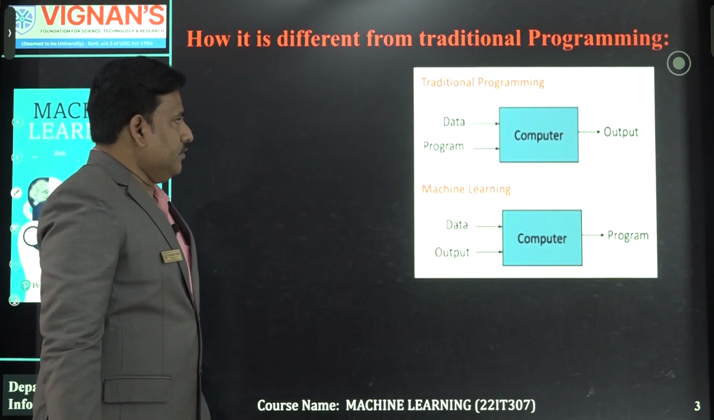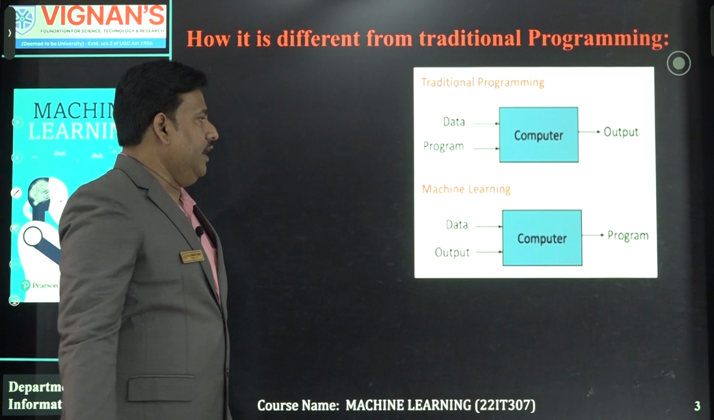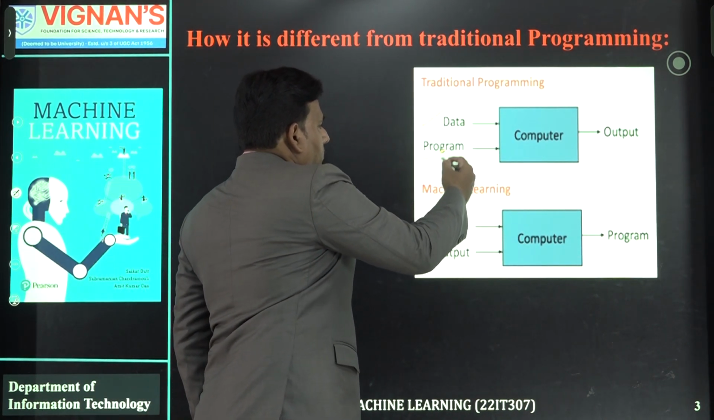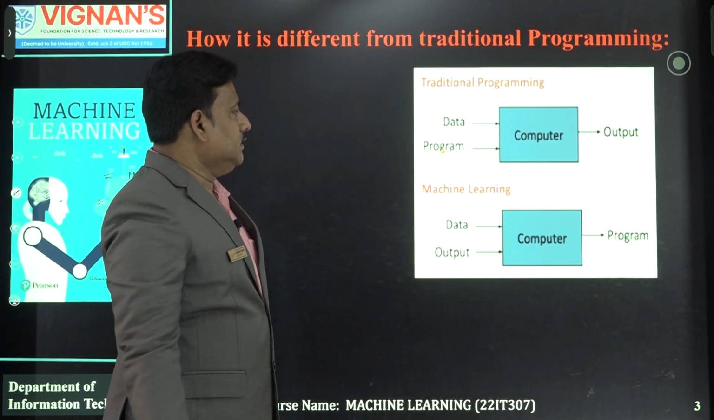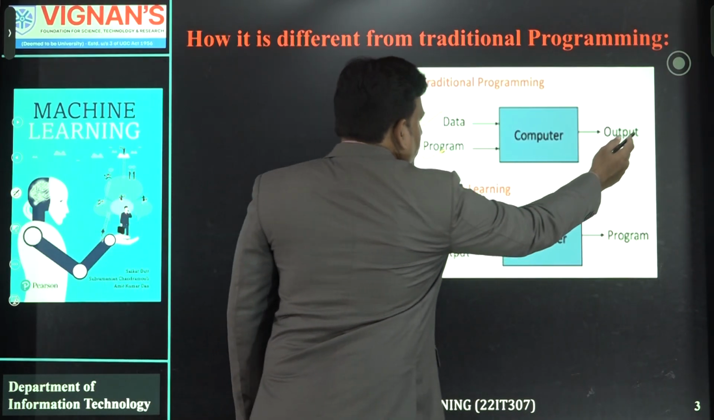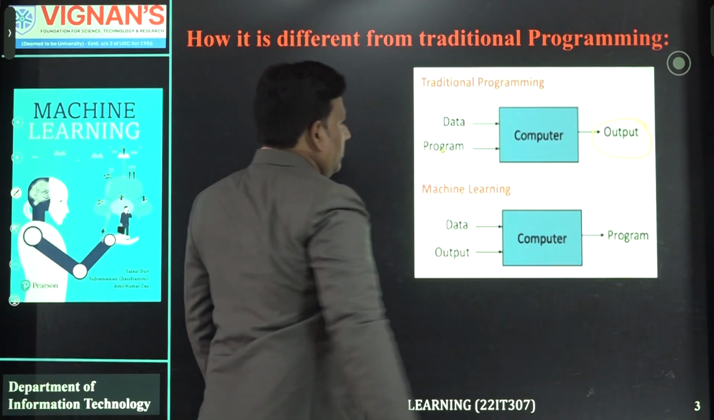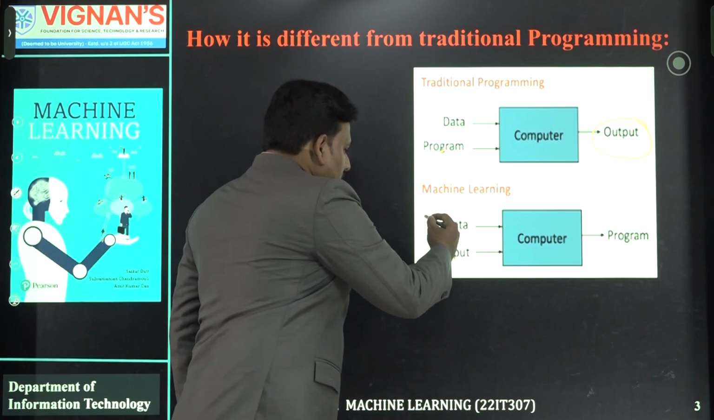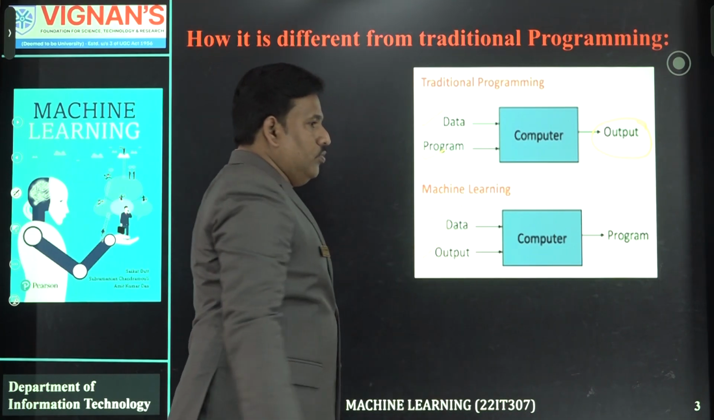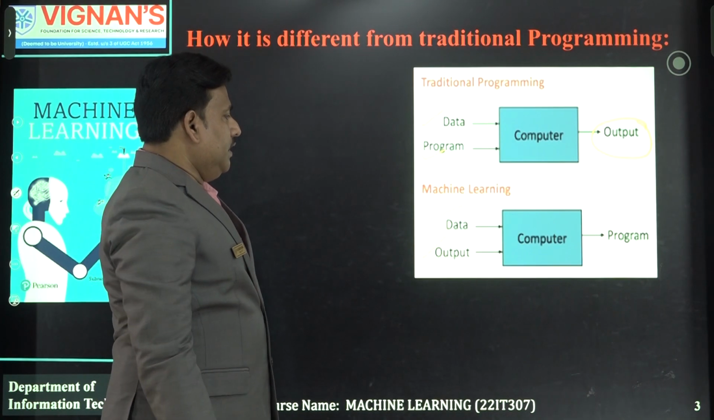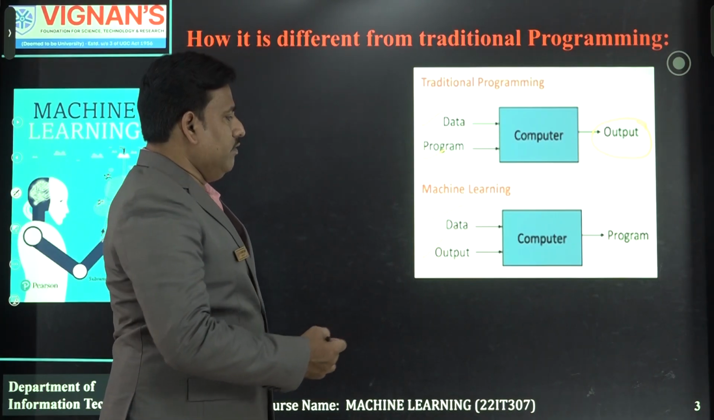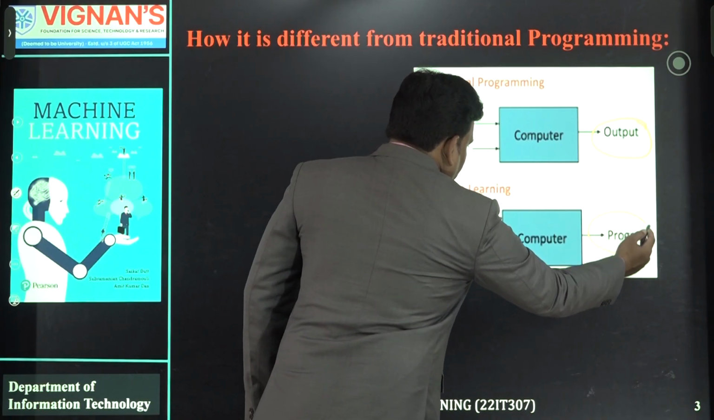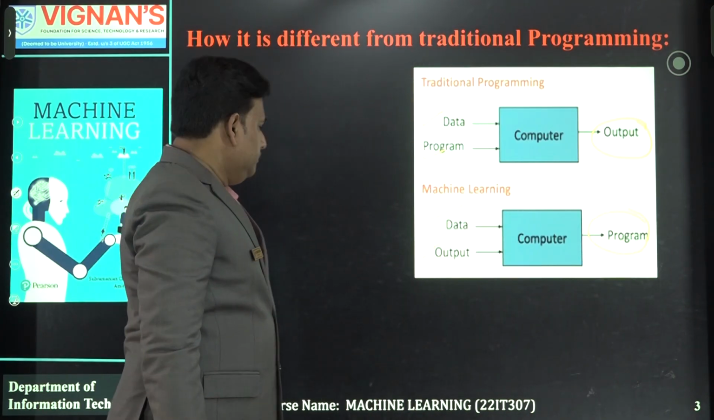Look at the diagram here. In traditional programming, we supply data as an input and write a program relevant to the data and the task, and we get an output. Whereas in machine learning, in addition to the data, we provide the expected output or assumed output. The machine itself will think, analyze and evaluate its own output in the form of a program during the test case.